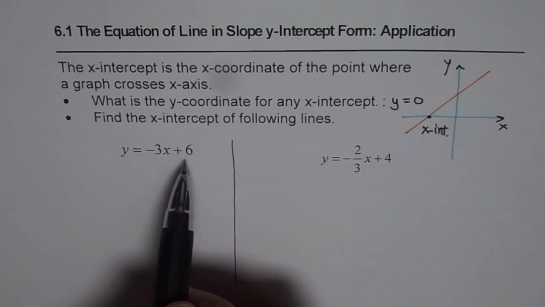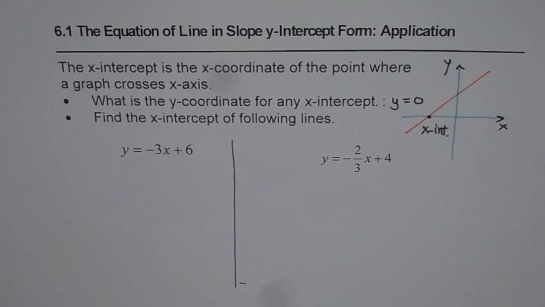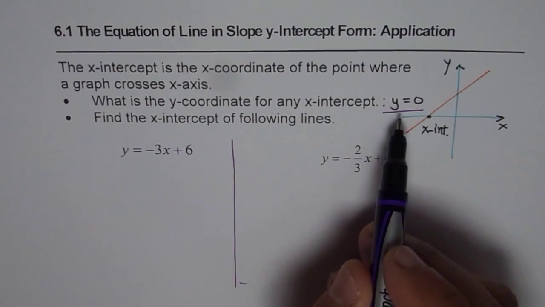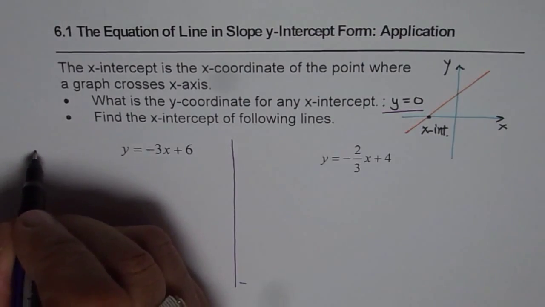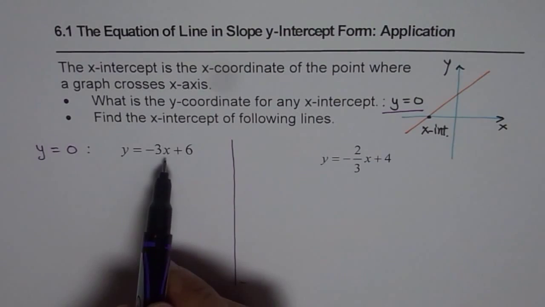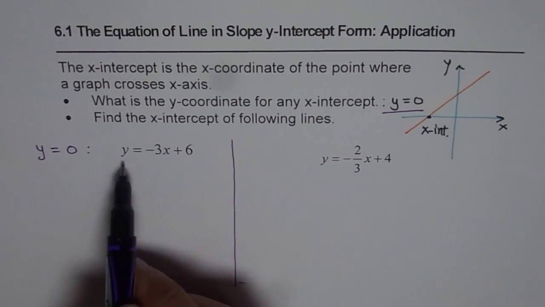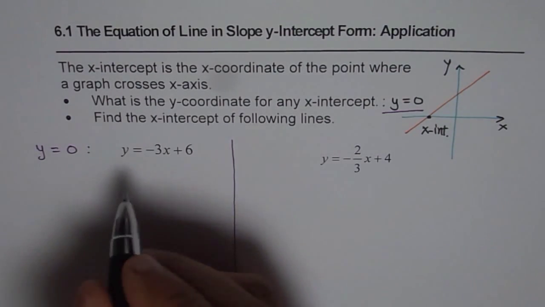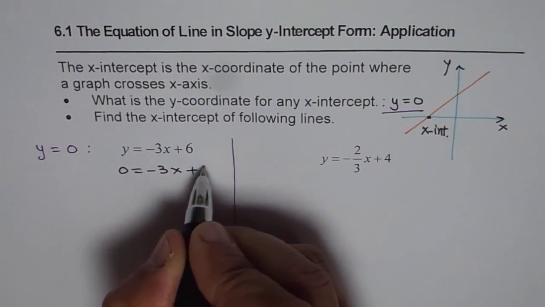Now from this equation, how can we find the x-intercept? Well, this information, y equals 0 at the x-intercept, is key to finding the x-intercept. So we'll substitute y equals 0 in our equation and then find the value of x. Then we'll rearrange this formula and find the value of x. So that is the method used, correct? So let me substitute y equals 0 in the equation. So we get 0 equals minus 3x plus 6.